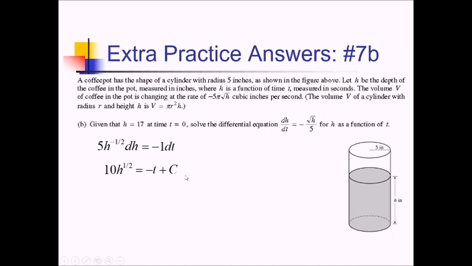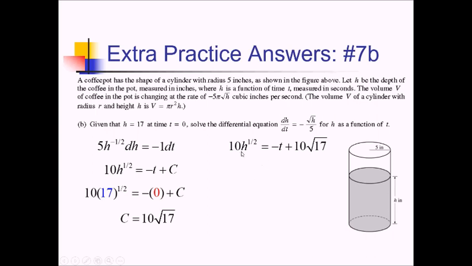And to find the c value, I have to plug in the initial condition. Well, what's that? They said that h equals 17 at time 0. So I'm going to plug 17 in for the h here, and that's going to equal negative 0 plus c. So this means c just equals whatever the stuff on the left equals, which is, I guess you could write that as 10 radical 17 if you want to be fancy about it. Plugging c back in up here, we have 10h to the 1/2 equals negative t plus 10 radical 17.